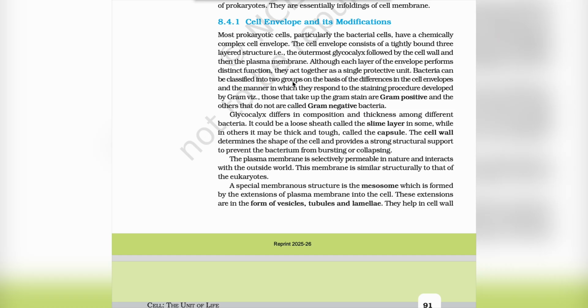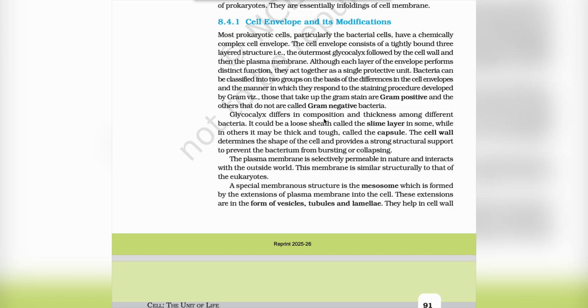Bacteria can be classified into two groups on the basis of the differences in the cell envelopes and the manner in which they respond to the staining procedure developed by Gram, viz. those that take up Gram stain are Gram positive and the others that do not are called Gram negative bacteria.